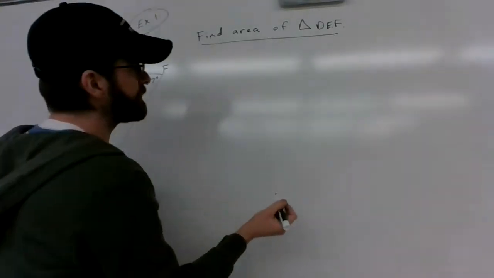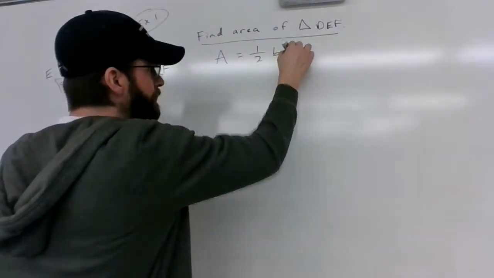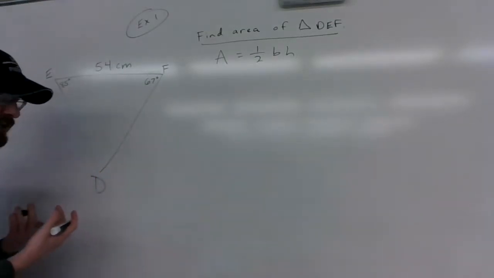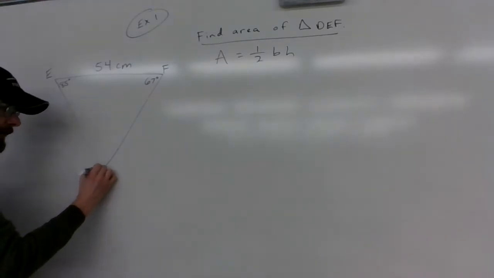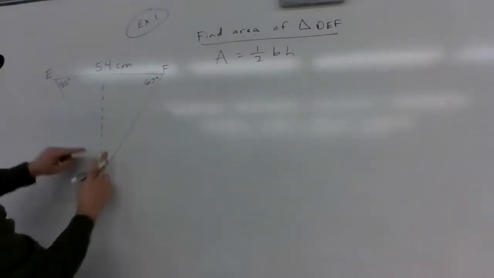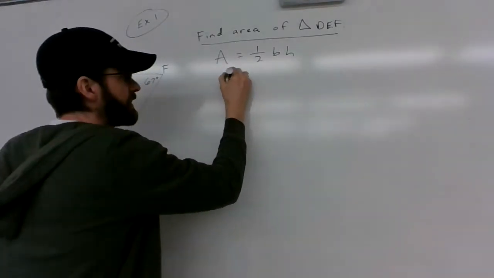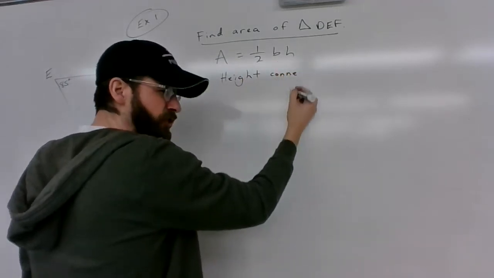So first of all, the area of a triangle, as we all know, is half base times the height. Now, when you see this triangle, I think your genuine response is to say, easy. You drop a height from D to EF. So the height connects to the base. Height connects to or connects with?